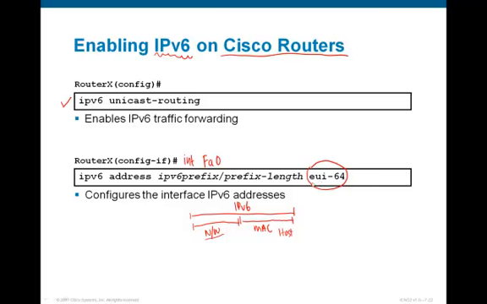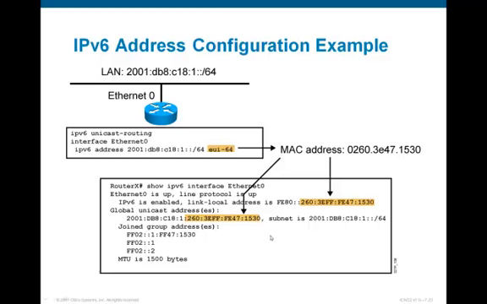So we use this command, EUI-64. You just have to specify the prefix using EUI-64. The host component will be filled in with the interface MAC address. Now this is an example of how the configuration is done.